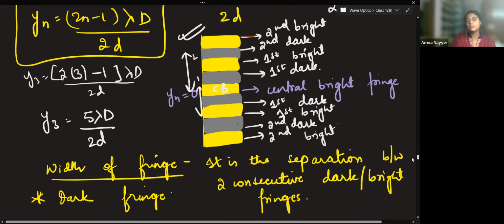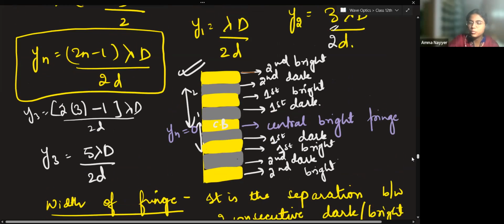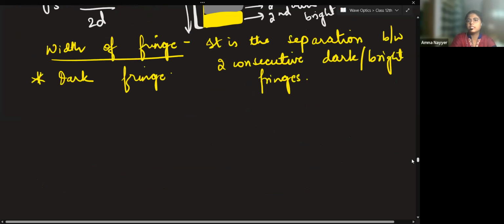Okay, next is width of fringe. Now, width of fringe means what? Width does not mean the length or thickness of a fringe. That is different. Width means the separation between two consecutive dark fringes or bright fringes. Let's say this is the separation between two consecutive bright fringes, and this is the separation between two consecutive dark fringes. This length that I'll obtain is known as width of fringe, either dark or bright. Both have the same answer.